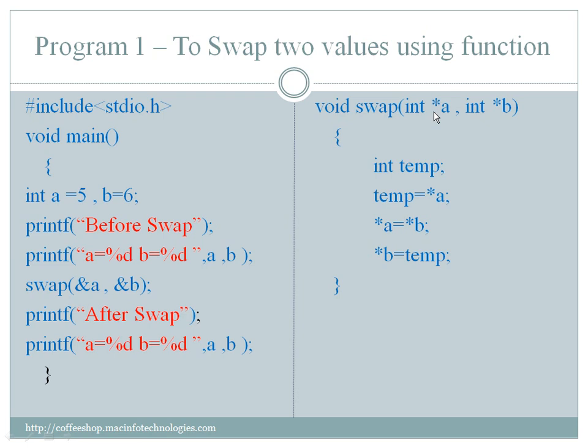When the control goes here, this is a pointer variable, and a will take the address and star a will point to the same address. So this a will take whatever address you sent from here, and b will take whatever address you sent from here, ampersand b, and star b will point to the same address. So we'll see this exactly step by step.